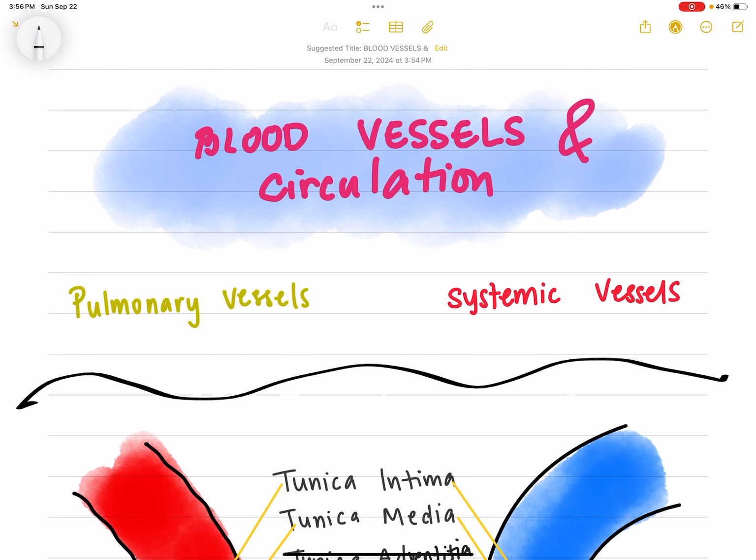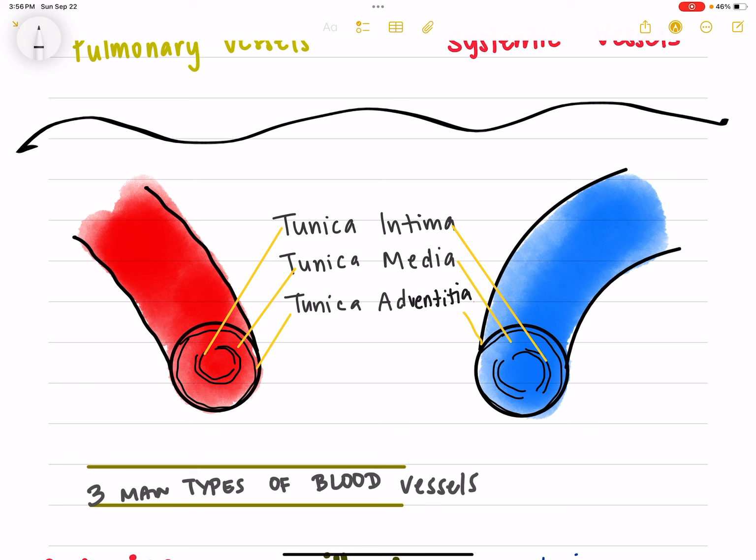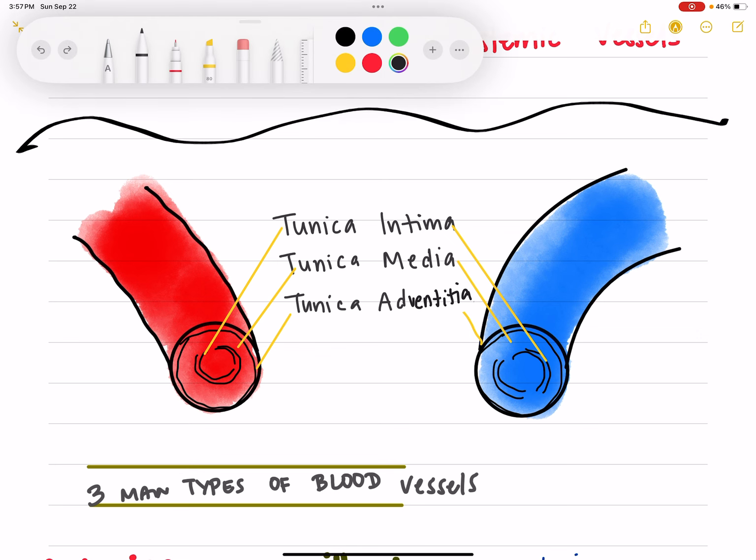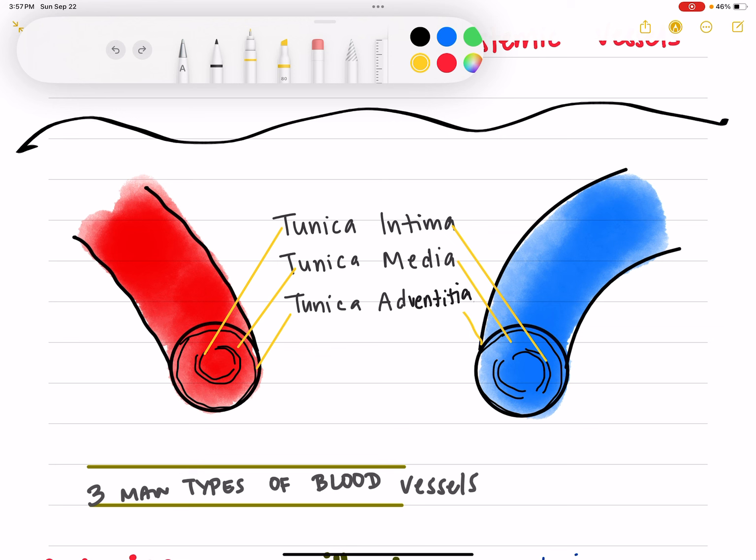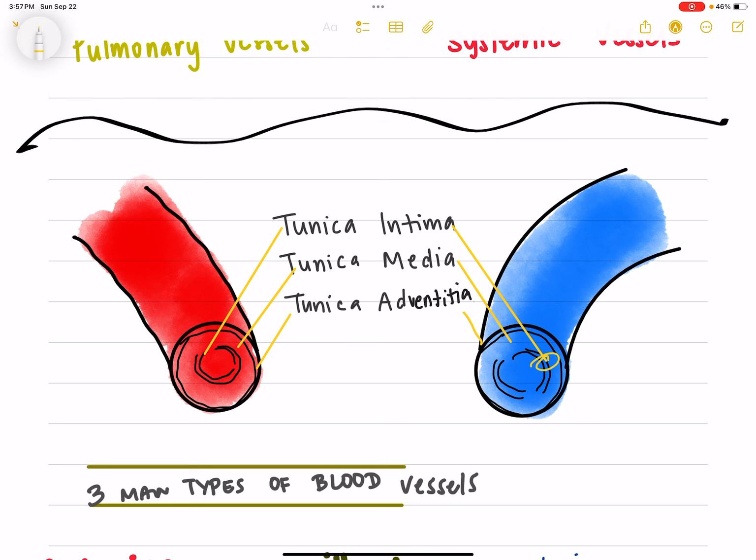Okay, so we have the three layers of blood vessels, or tunics. So we have the tunica intima, tunica media, and tunica adventitia. So the tunica intima is the innermost. You can see, the intima is innermost. So it is the innermost layer, composed of endothelium consisting of simple squamous epithelium, basement membrane, and a small amount of connective tissue.